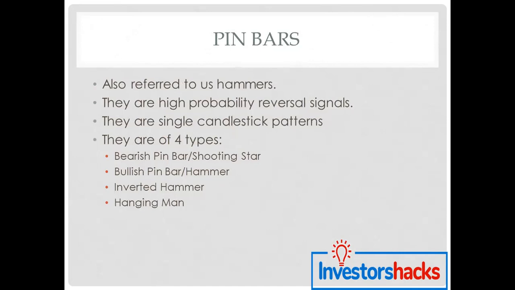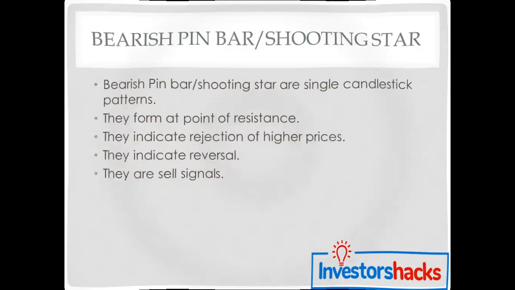Pin bars. These are also referred to as armors. They are high probability reversal signals. They are single candlestick patterns. Remember, we are still under the category of single candlestick patterns. And there are 4 types of pin bars. We have the bearish pin bar, or what is called shooting star. We have the bullish pin bar, or what is called hammer. We have the inverted hammer, and we have the hanging man. Let's look at each one at a time.